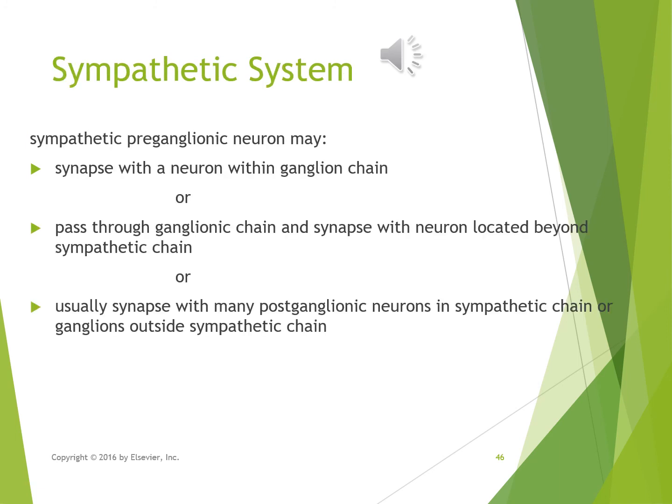As pictured 2 slides ago, the sympathetic nervous system has preganglionic neurons that either may synapse with a neuron within a ganglion chain or pass through a ganglionic chain and synapse with a neuron located beyond the chain. So that's basically those chains coming off of the CNS and then branching into several other chains and then maybe meeting its target organ after. And the opposite is true for the parasympathetic system.